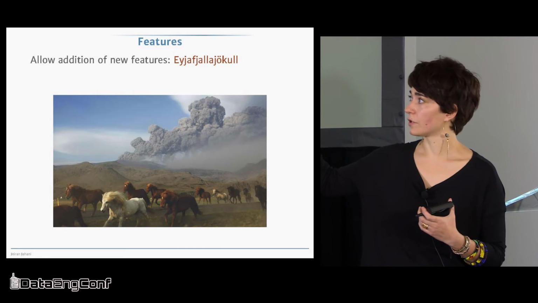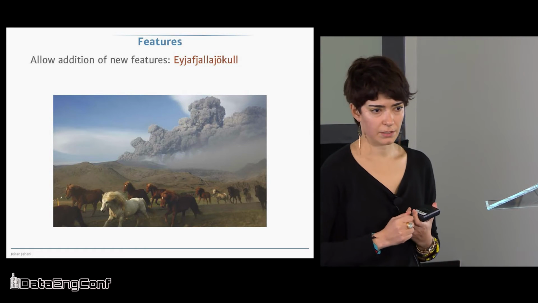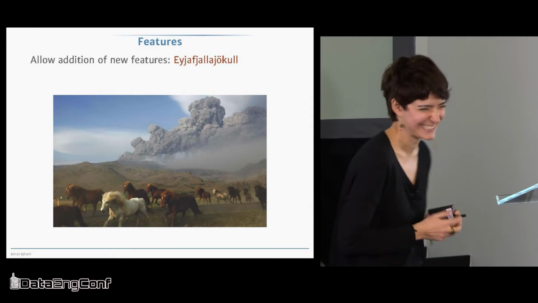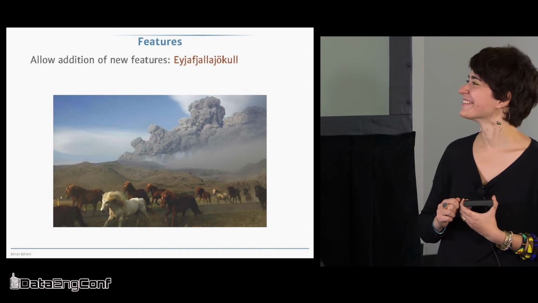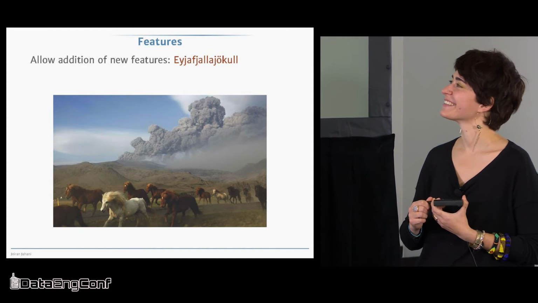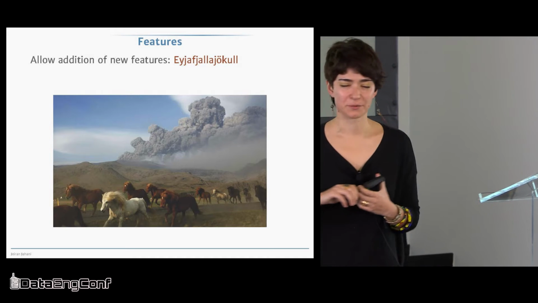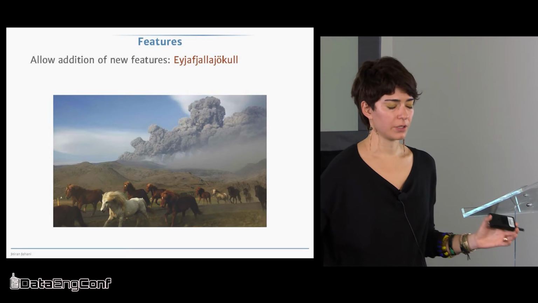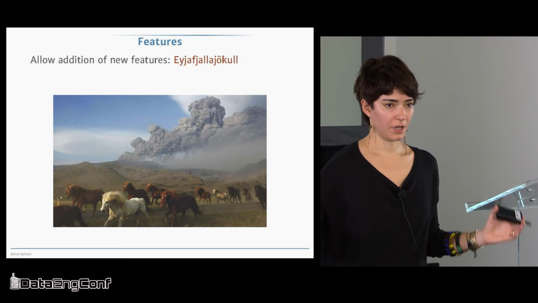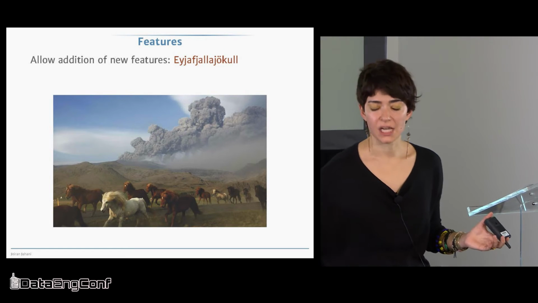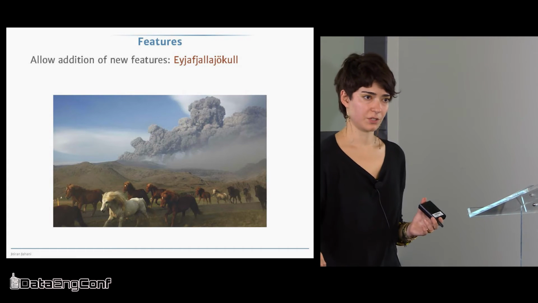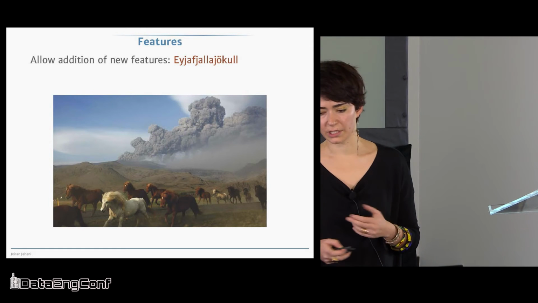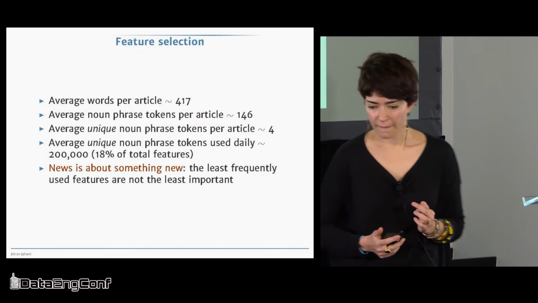Like when the volcano happened in Iceland, do you remember what it was called? No? So when it happened in Iceland, we probably didn't have that word in our vocabulary. So one way of doing that is to allow a larger feature space, higher dimensionality, which has a couple of thousand or tens of thousands of empty dimensions, and fill them up as new words or new features appear. So you can extend your vocabulary.